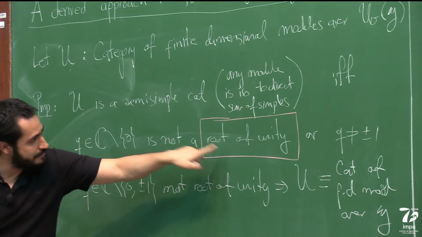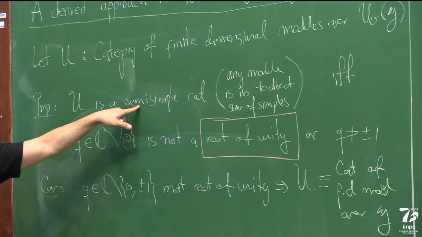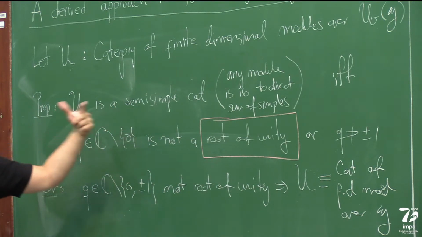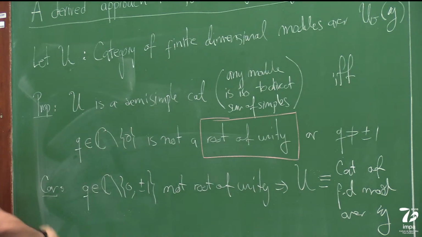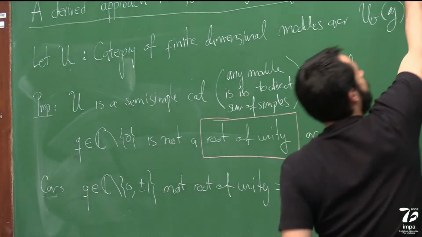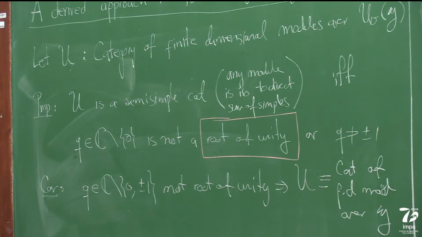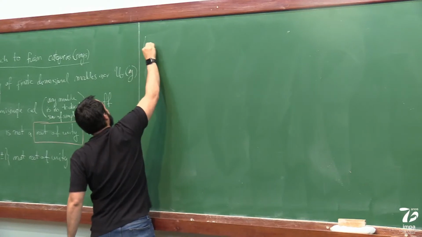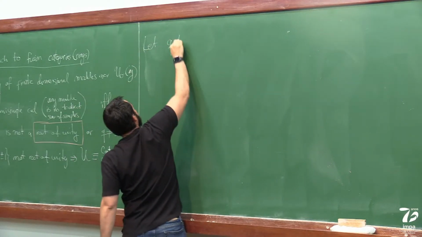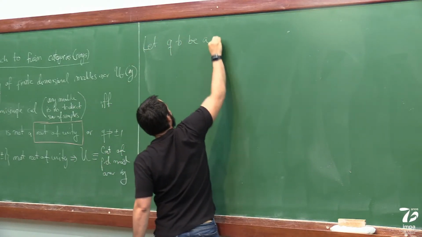And what happens in the root of unity case is that now my category is not semi-simple. And if the category is not semi-simple, it's more interesting than this one. So let's fix Q to be a root of unity, and let's see what happens, what is going to change, and what can we produce. So let Q be a root of unity.